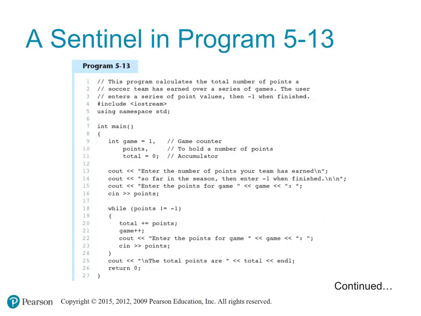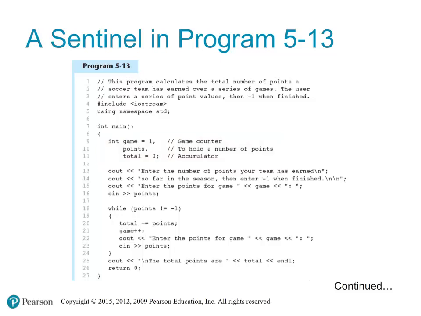This program calculates the total points a soccer team has earned over a series of games. It uses a sentinel value -1 to indicate when the user has finished entering data. Game is an integer variable initialized to 1, serving as a game counter. Points holds the number of points for each game. Total is an accumulator initialized to 0 to keep track of the total points.